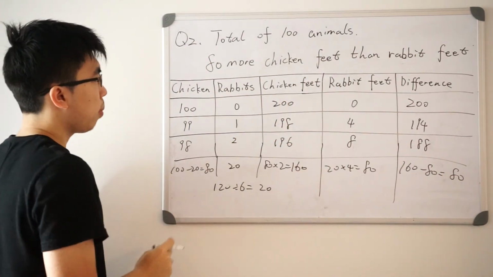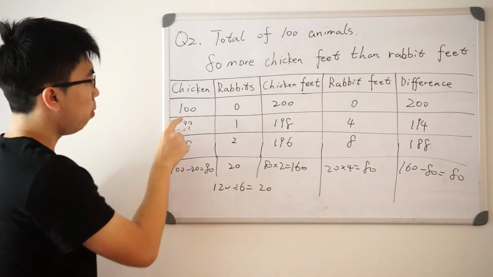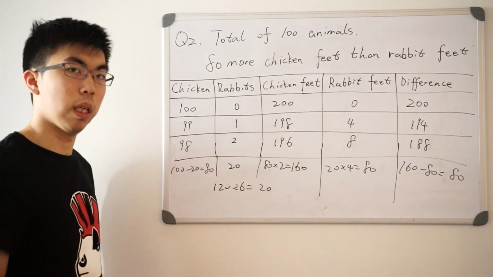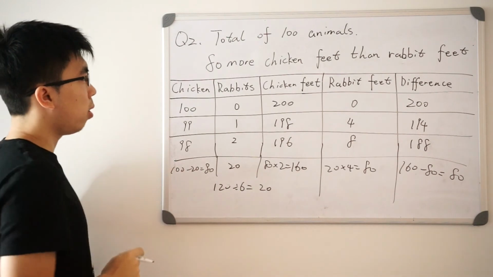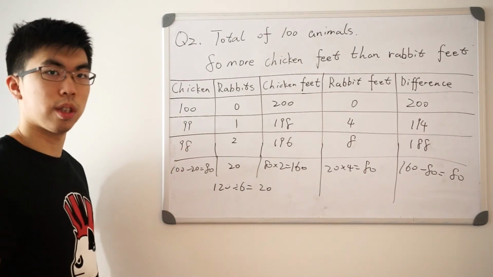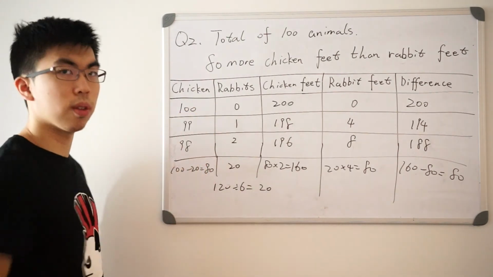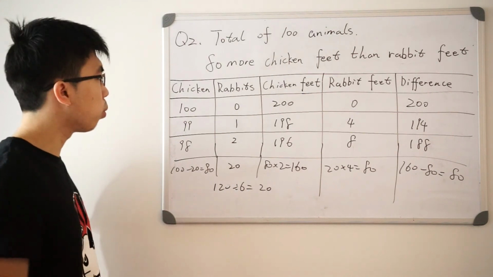Think about what would happen if we were to assume that all 100 animals were rabbits in the first place. And why did I assume that all 100 animals are chicken in this question, and I assumed all animals were rabbits in the first question? Why did I make the switch?